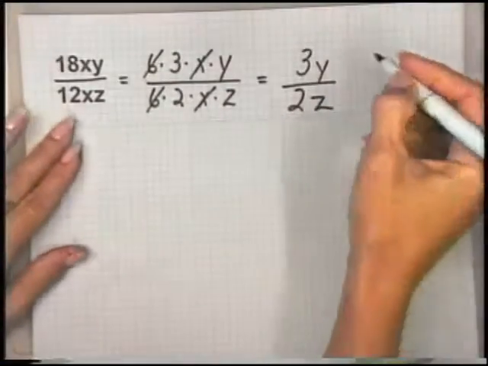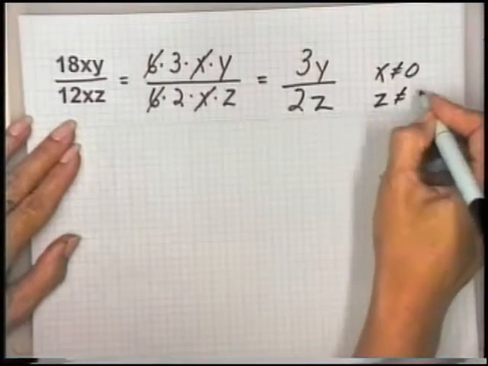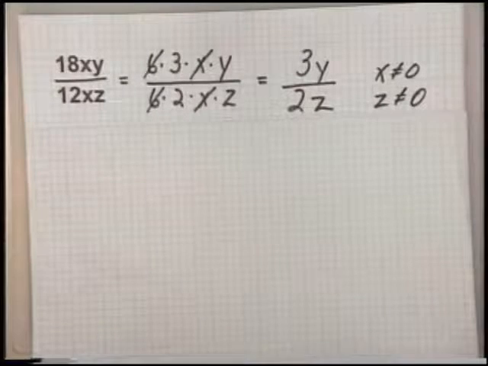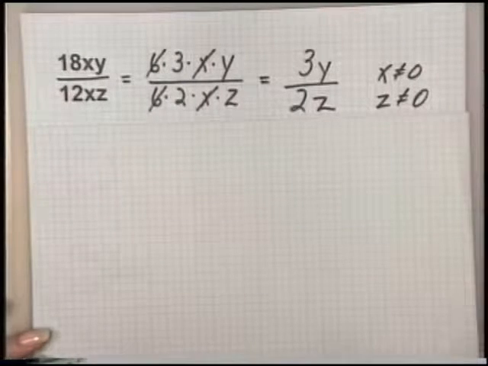Now, of course, x does not equal 0, z does not equal 0. That is a restriction that in general we do not write out every time. It's just understood that the denominator does not equal 0.